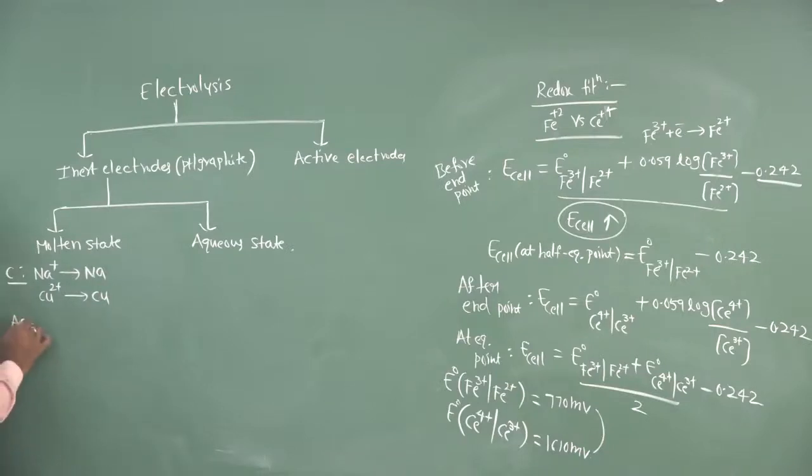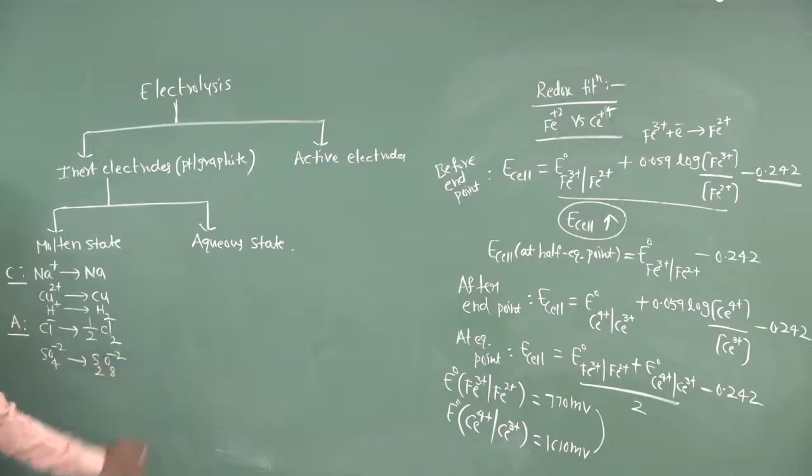At anode, Cl- ion is there, for example; we get Cl2 gas. Here H+ ions are there; we get H2 gas. If you do electrolysis of HCl, for example, what do we get? Hydrogen gas at cathode, chlorine gas at anode. If you have SO4 2-, what do we get? S2O8 2- if you do electrolysis.